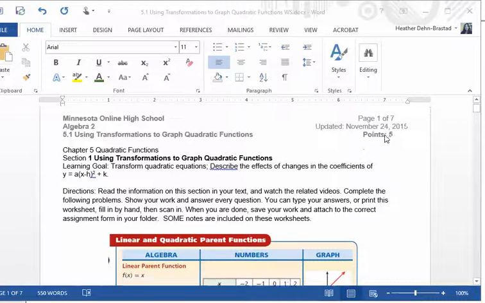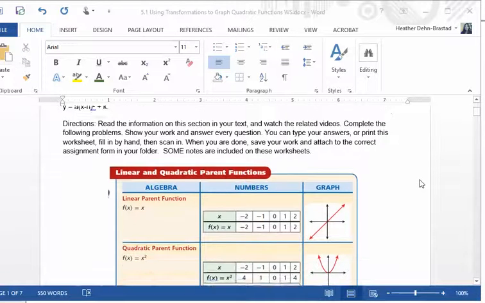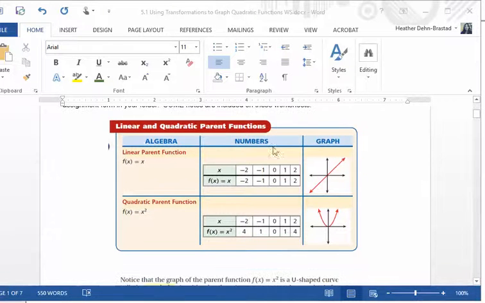Hello, this is Ms. DB, and I'm going to go over just a couple things from the 5.1 assignment on using quadratic functions. And I'm going to show you how to use Sketchpad to graph some of these, which is an option. So first of all, there's some information about the difference between a linear parent function and a quadratic.